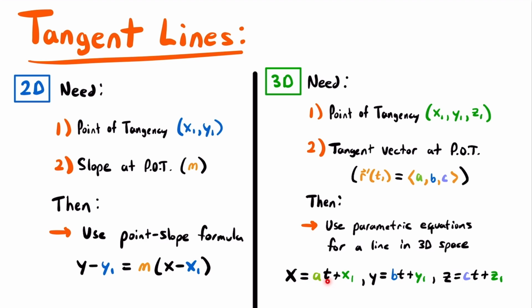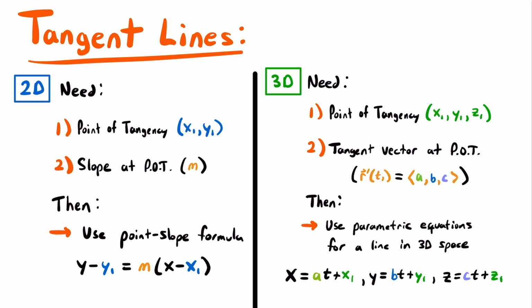X equals a times t plus x1, y equals b times t plus y1, and z equals c times t plus z1. In order to represent a line in 3D space, you needed a point and a direction vector, which is exactly what we'll have with our point of tangency and tangent vector. The components of the tangent vector will be your values of a, b, and c for these equations, and the coordinates of the point of tangency will be your x1, y1, and z1 values in these equations.